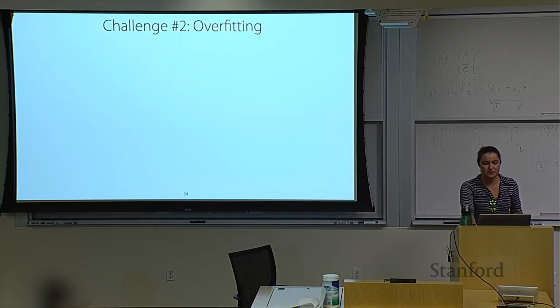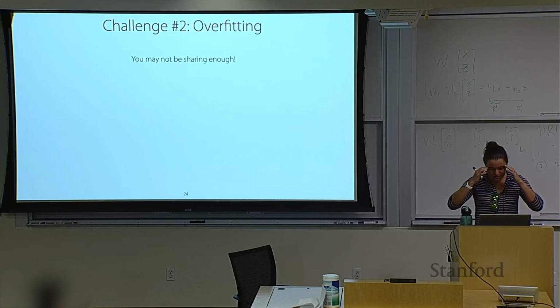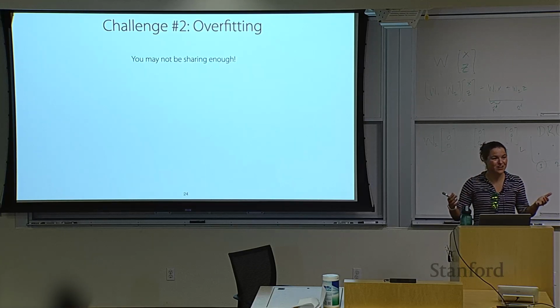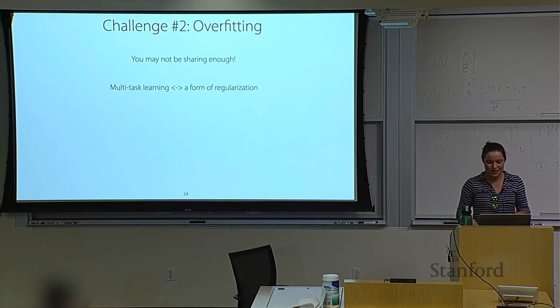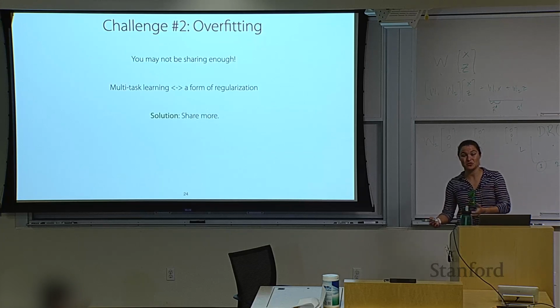Cool. The second challenge that you might encounter is almost the opposite of negative transfer, which is that you might not actually be sharing enough. So if you see that you are training your multitask learning problem, but you're actually overfitting a lot on your problem, multitask learning is a form of regularization because you're giving it these auxiliary loss functions that should help learn representations. And if you're seeing that you're overfitting on your tasks, then it could actually be beneficial to try to share more than what you're currently sharing.